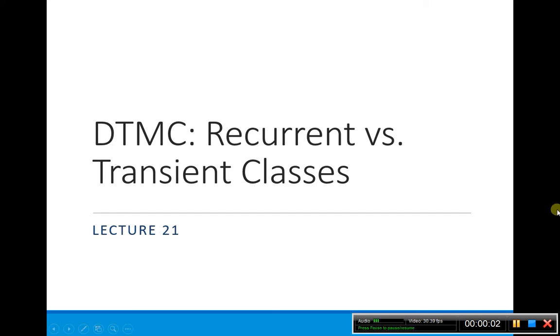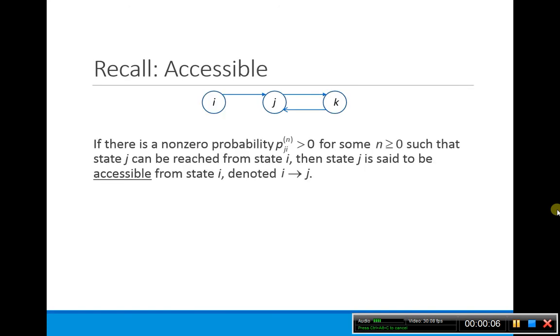This is lecture 21. We're going to be talking about recurrent versus transient classes. Just to remind you of what it means to be accessible: if there is some positive probability that in a certain number of time steps you can go from state I to state J, then J is accessible from I.